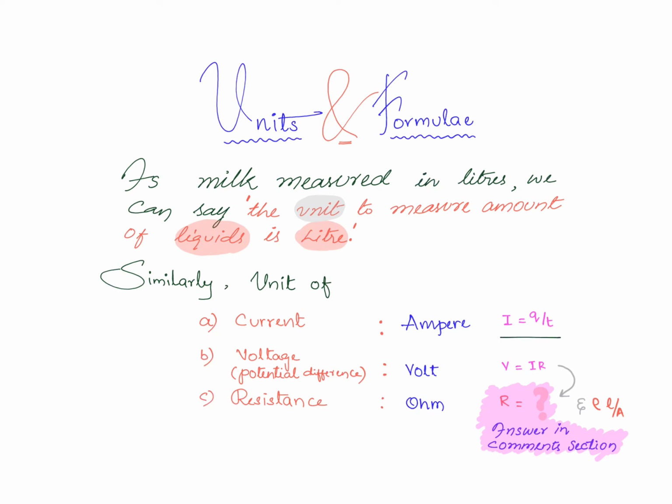Let's see the formulae that are used to measure these. Current can be measured by using the formula I equals Q by T. What is Q? It is charge. What is T? Time. Charge per time is called current. The next one is voltage. For voltage, we have a famous equation called the Ohm's law equation, that is V equals IR. If you want to have V, then you must multiply I with R. I is current and R is resistance.